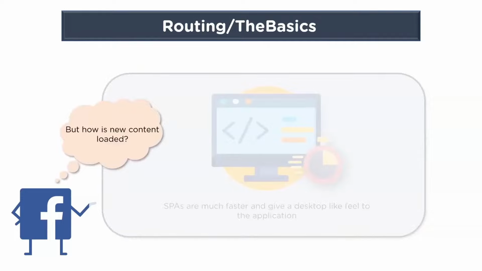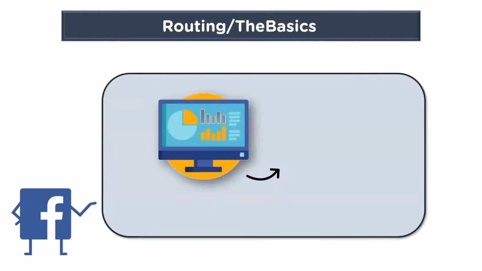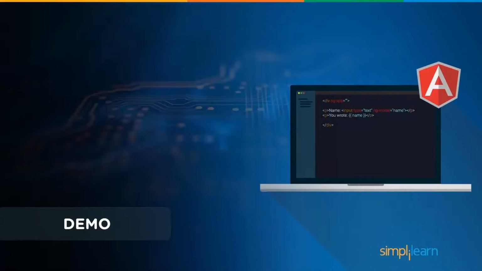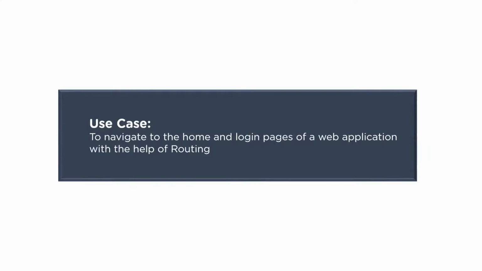But how is this new content loaded? Enter routing. Routing is the mechanism that, as discussed earlier, is used to navigate through the application and load new content. Routing helps Angular configure the route and the component that needs to be displayed. Now I'm sure you're going to understand the concept of routing better when you work on it hands-on. So in the demo, we're going to be navigating to the login and the home pages of a web application with the help of routing.